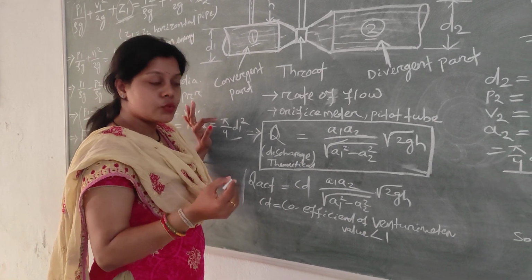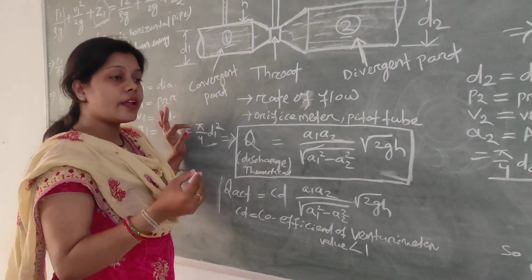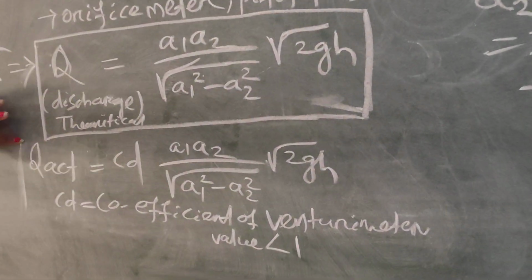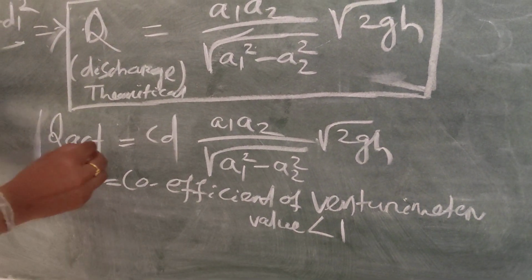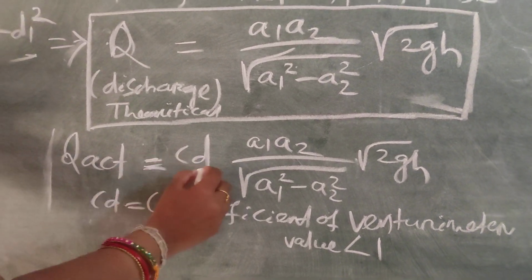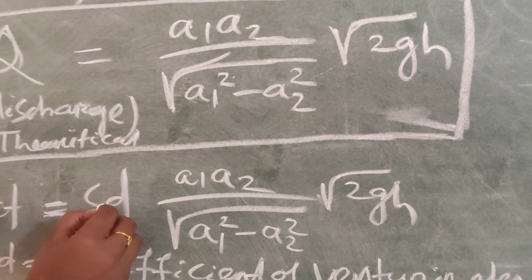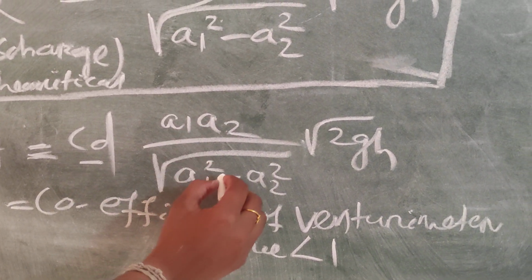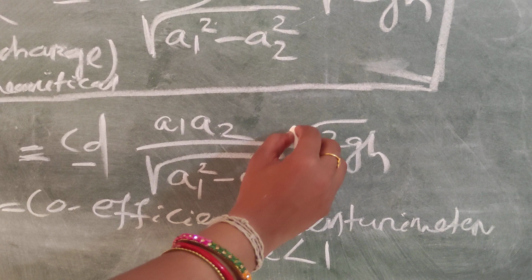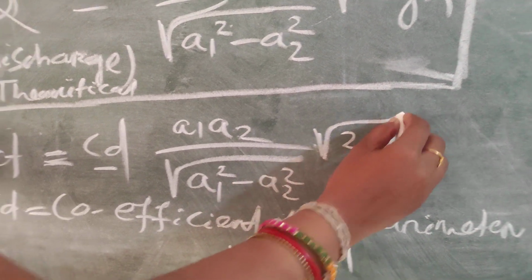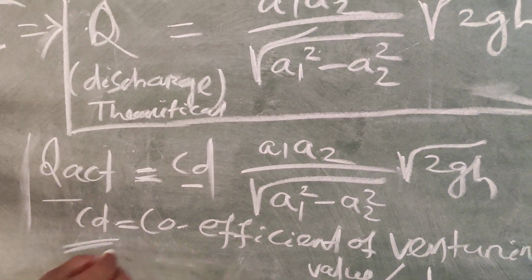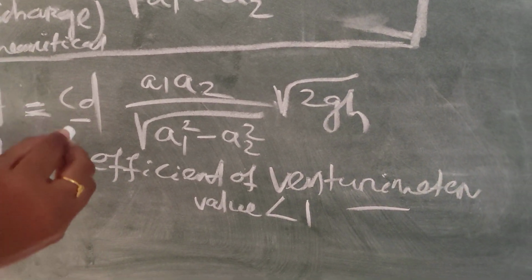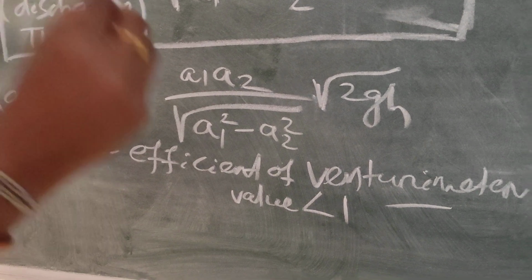How can we find the actual value of rate of flow through pipe? For finding the actual value, we have to multiply by CD. That is Q actual is equal to CD whole into A1 A2 divided by root over A1 square minus A2 square, whole into root 2gh. Where CD equal to coefficient of venturimeter.